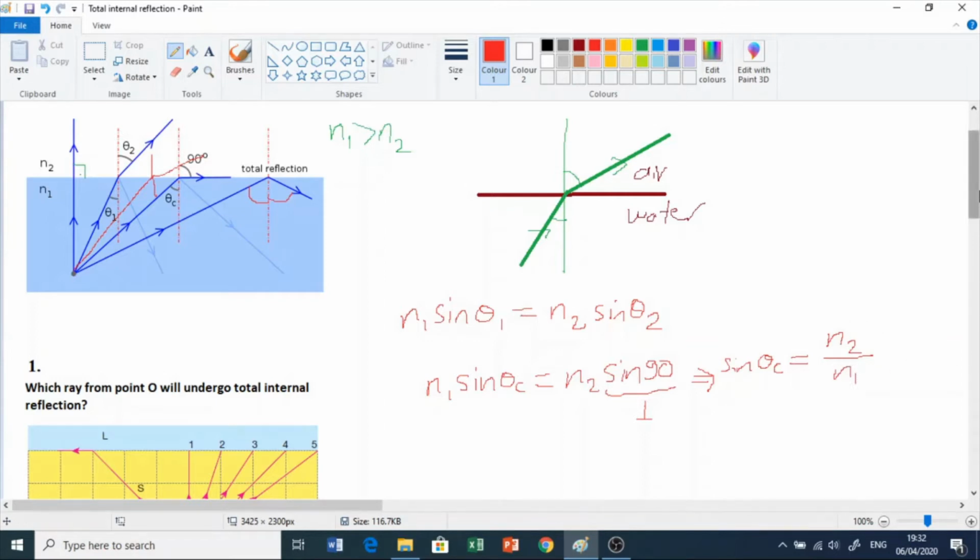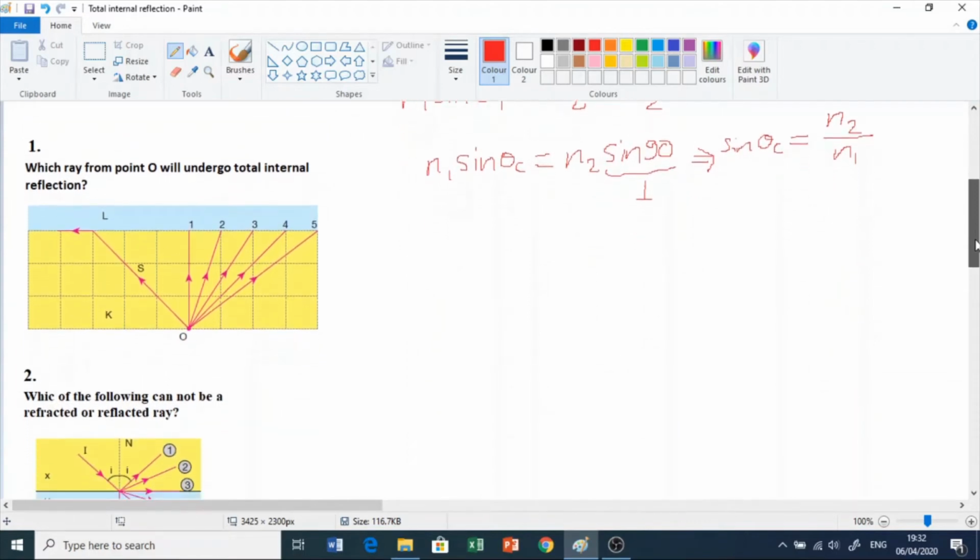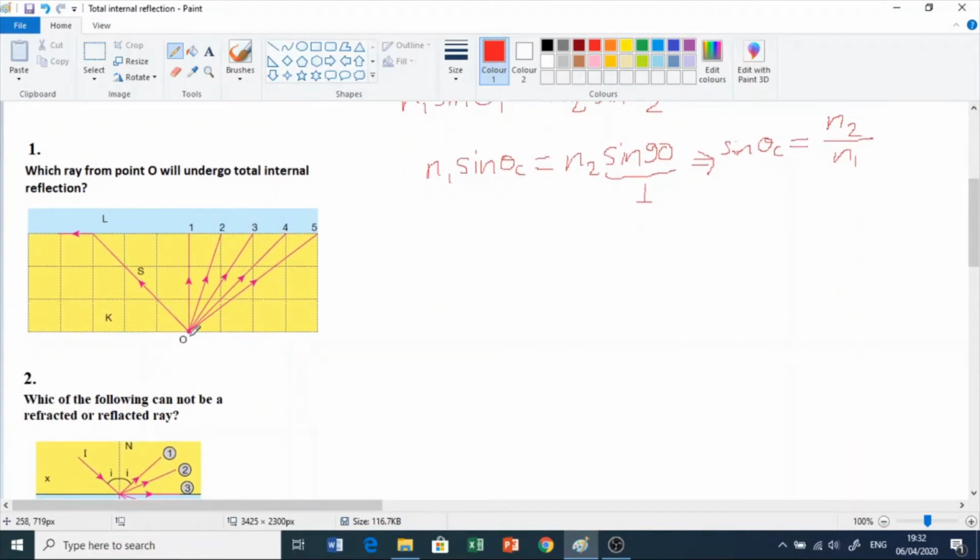Okay, we can now use total internal reflection to solve some problems. Let's look at the first one. Here we have a light source. The light is emerging from this source in all directions, and here we have shown 1, 2, 3, 4, 5 rays, and here we have shown the ray called S, and it is moving with the critical angle. This angle is the angle of incidence, it is moving with the critical angle. Why? Because as you see, the angle of refraction is equal to 90 degrees.